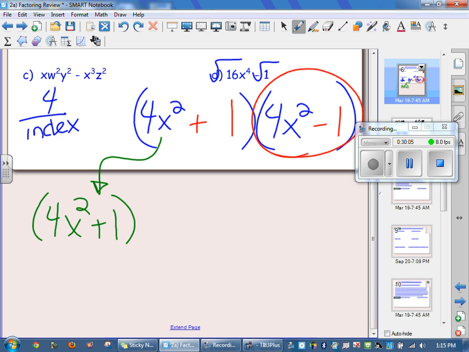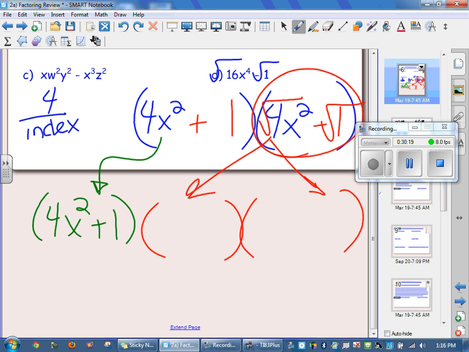Okay? And then you square root both ends again. So I'm going to square root my 4x squared and square root my 1. So I'm going to end up with 2x in the front, because that's the square root of 4x squared. And again on the end I get a 1, because the square root of 1 is 1, and you separate with a positive negative. Okay?